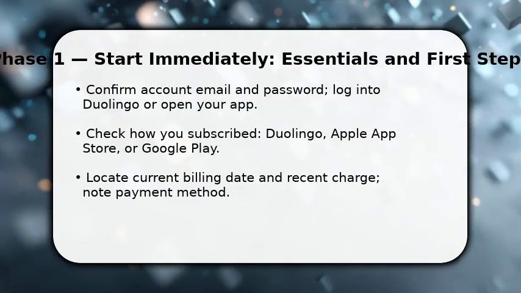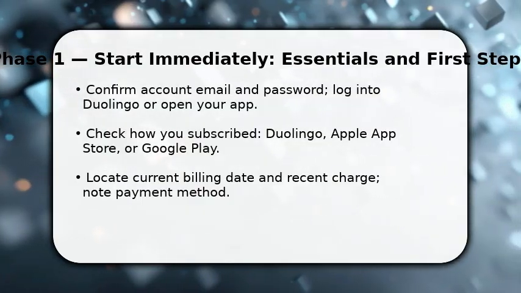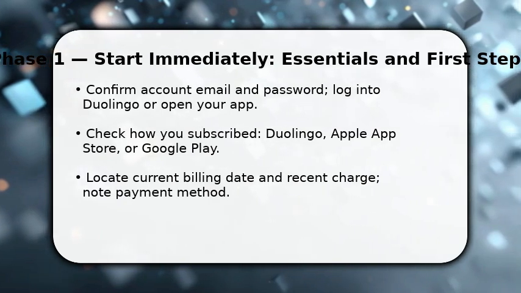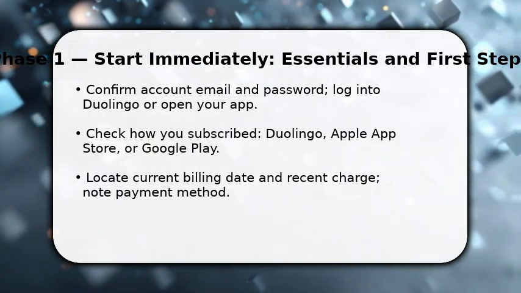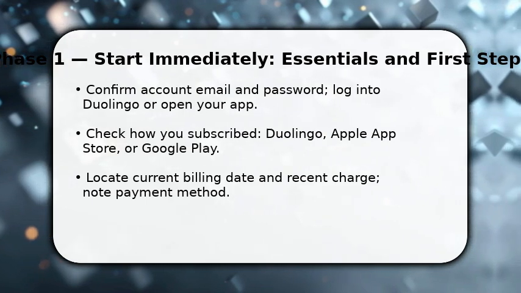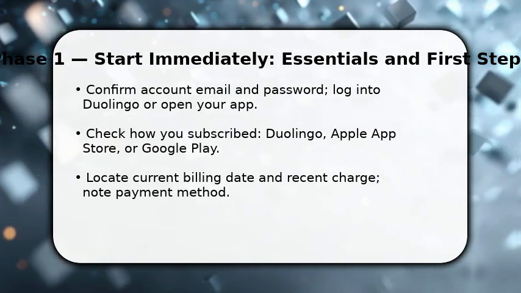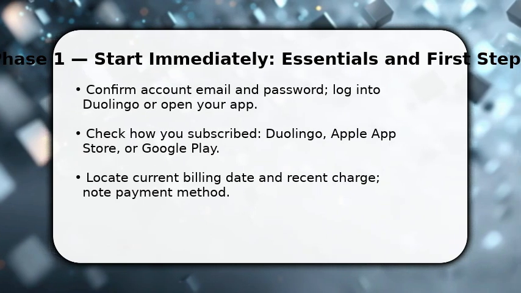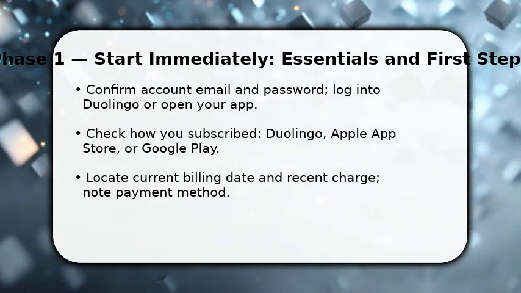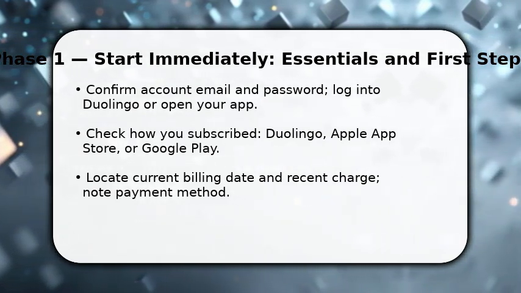You start by confirming your account. Log in with the email you used. Once logged in, check whether you bought Super through Duolingo directly, Apple, or Google. This matters because cancellation paths differ. Make sure you know the billing date and the payment method on file, since you'll watch for proration or refunds.